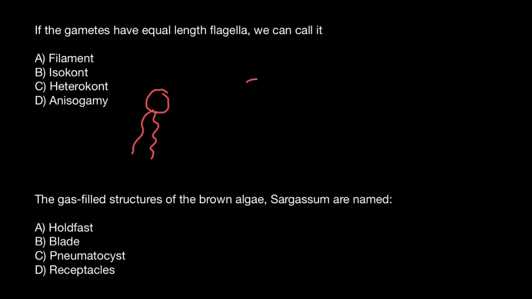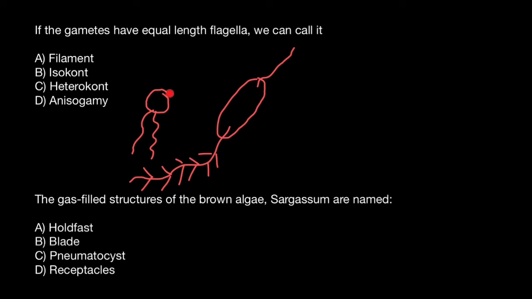And here's another example of a gamete which we can find in brown algae. So here is a flagella which we call sensor flagella. And this flagella is laterally inserted, so we call this variant of the gamete heterocont.